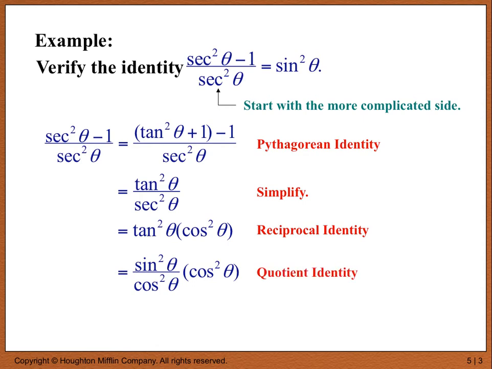Now we write the tangent in terms of sine and cosine, so tangent squared theta is the same as sine squared theta over cosine squared theta. And now we can cancel, and as you can see we end up with simply sine squared theta, and that indeed is the right hand side of the original identity.